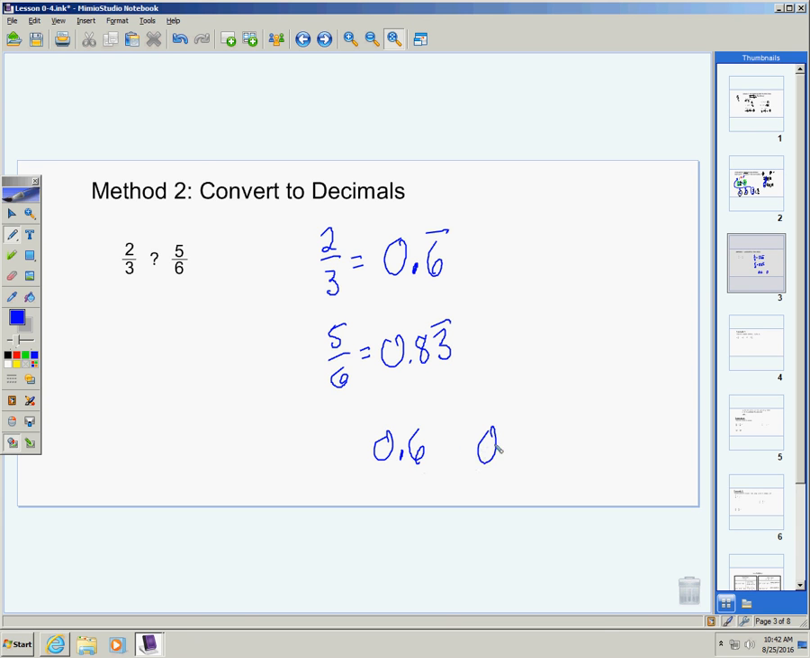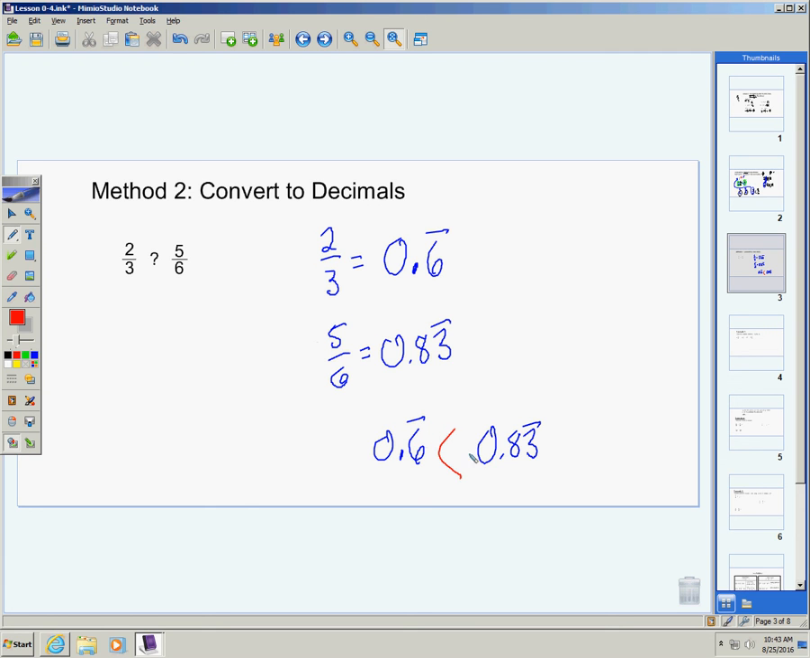And obviously 6 in the tenths place is less than 8 in the tenths place, so it's going to be less than, which hopefully you already knew, because we showed last time 2/3 is less than 5/6. Once you know the decimals work this way, 0.6 repeating is less than 0.83 repeating, you know that 2/3 is less than 5/6.